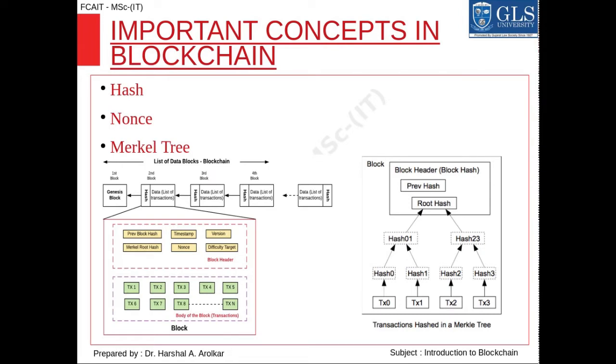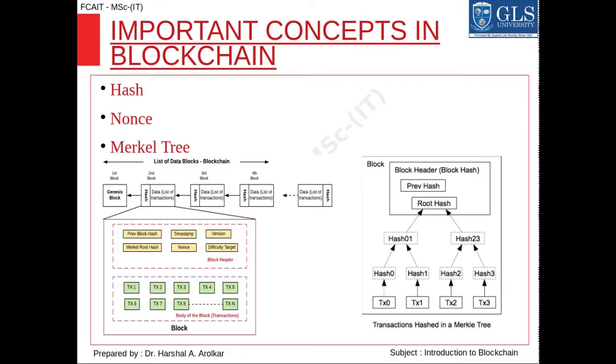Observe that in this chain we have a block which is named the Genesis block. Genesis block is the first block of the blockchain. Once the Genesis block has been created, later on new blocks can be added to it. So you have now the second block, third block, fourth block, and so on till you have the last block.